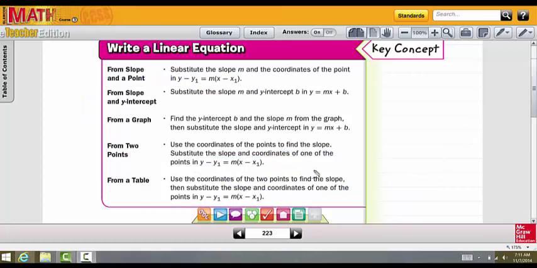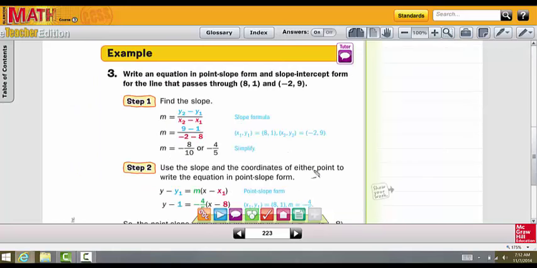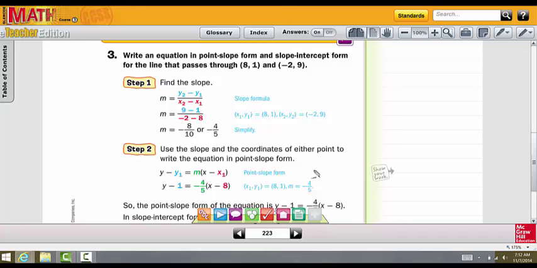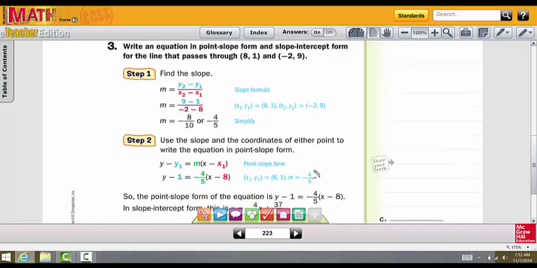So this isn't as complicated as it looks when you first look at it. It'll take a little bit of time in order to get efficient with it. So let's put those ideas to work. We're looking here at problem number 3. It asks us to write an equation in point-slope form and slope-intercept form for the line that passes through those 2 points. Now, they gave us 2 points to start with.